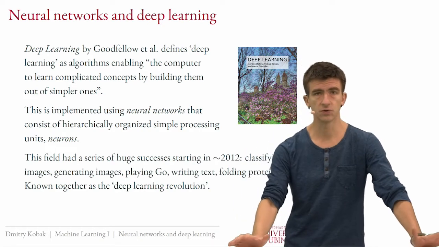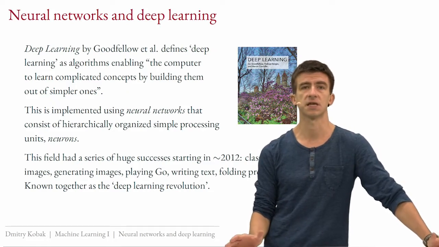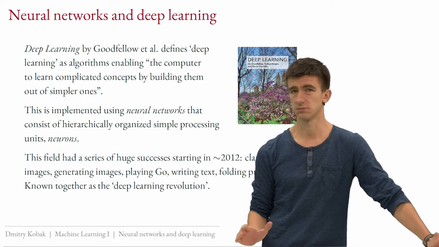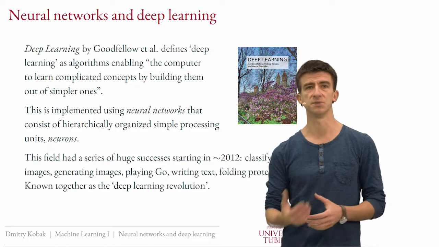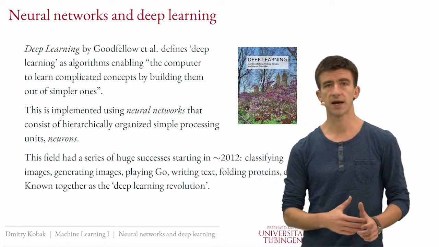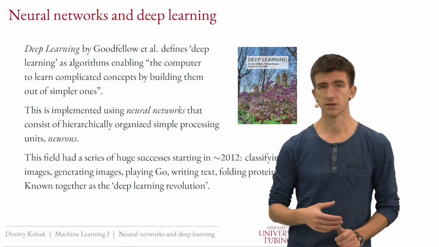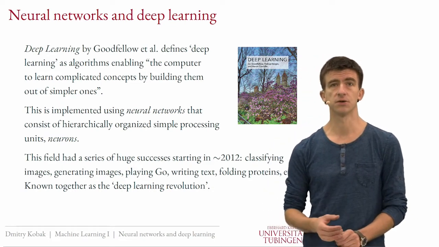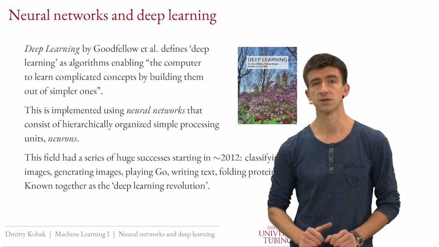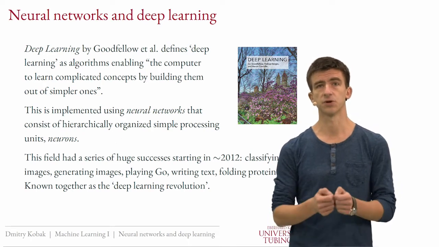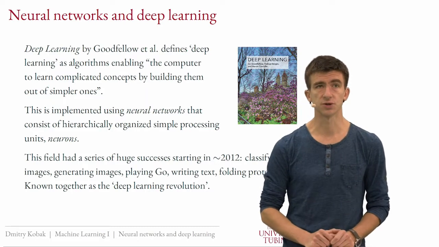Okay, so all of you have probably heard or know that this field had a series of huge successes during the last less than 10 years, let's say from around 2012. People even call it the deep learning revolution. Every year there's another big success that you hear about in the news. The last one, just a few weeks ago, was that a Google team made huge progress in solving protein folding, predicting the protein structure out of the sequencing data for this protein.